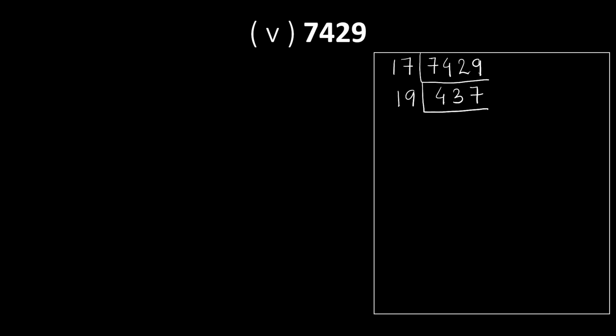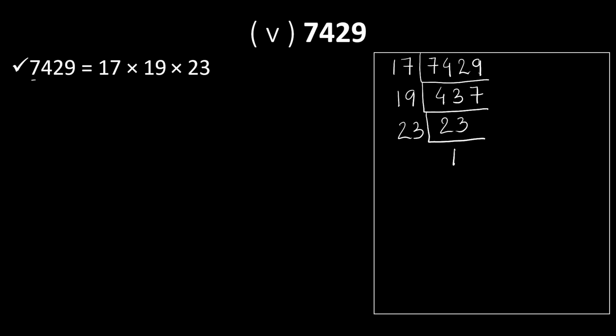So on dividing 437 by 19, we get 23 as a quotient. Now again 23 is a prime number, so we can divide 23 by 23 to get 1 as a quotient. So now we can write 7429 equals 17 into 19 into 23. And since every prime factor in this prime factorization occurs only once, we write it as 17 raised to 1 into 19 raised to 1 into 23 raised to 1.